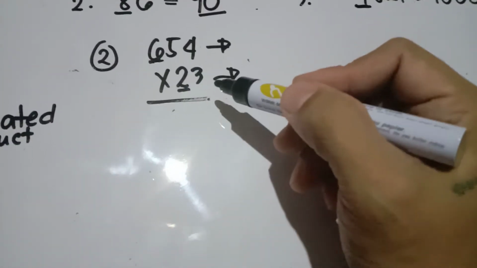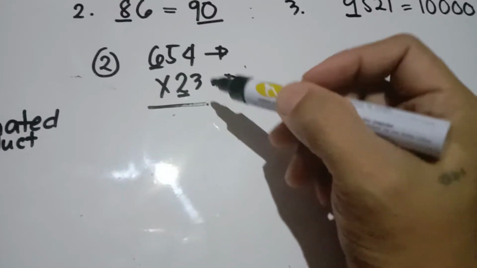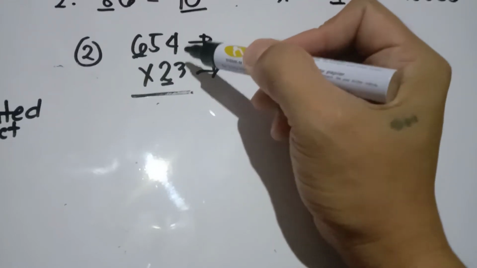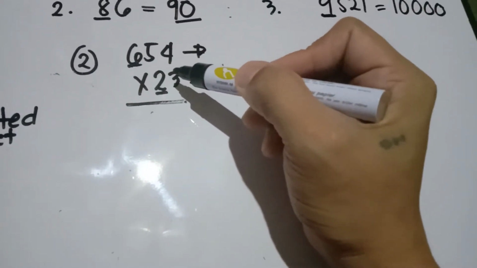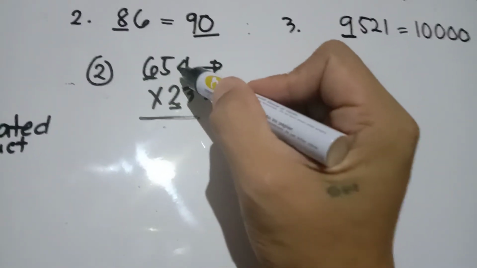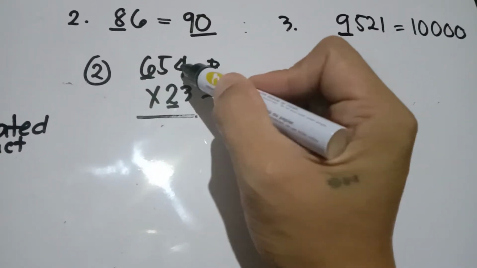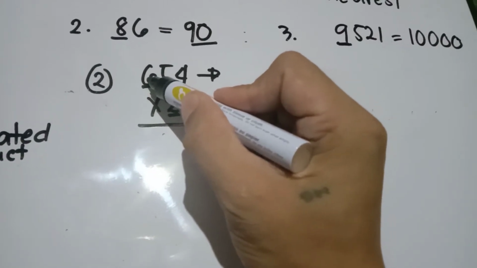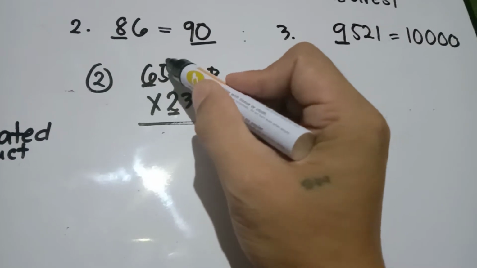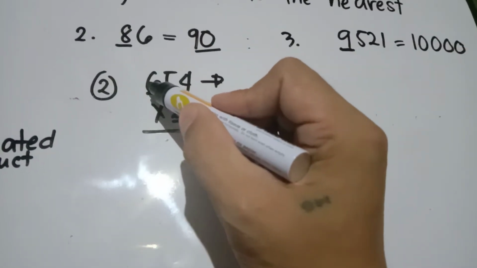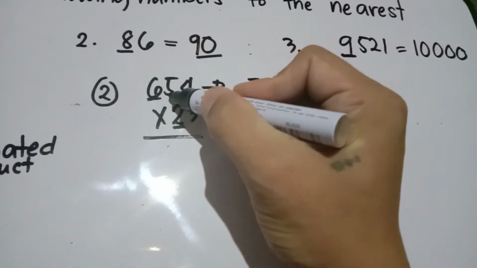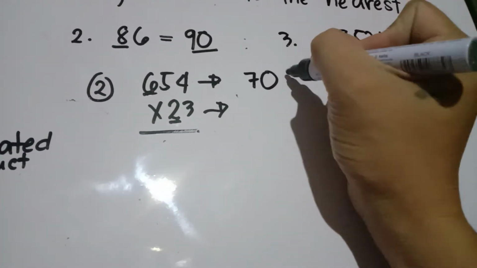Okay, so first thing to do is we are going to round the two numbers, the two factors, to the highest place value. In 654, the digit that is in the highest place value is 6. The next digit at the right of 6 is 5. So according to the rule, if the next digit is 5, we are going to add 1. So 6 plus 1 is equal to 7. Then 5 and 4 become 0.